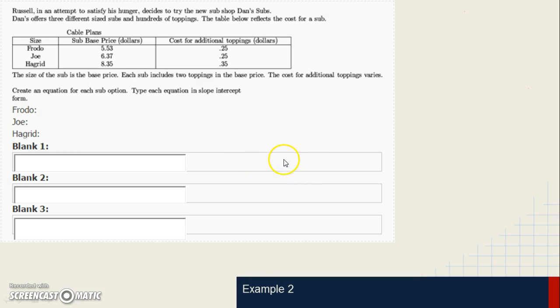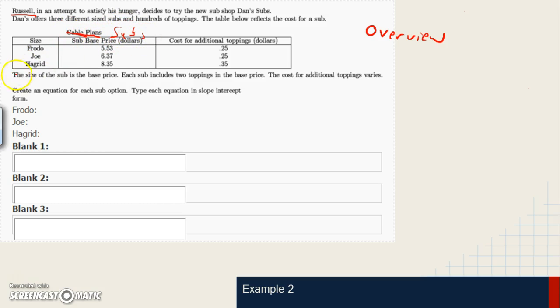So let's move on to example 2, and as we go through this one, we're going to again use the process that we outlined. So we're going to first start by overviewing the problem. And while I read this, think about what it's about and what it's asking for. So Russell, in an attempt to satisfy his hunger, decides to try a new sub shop, Dan's Subs. And Dan's offers 3 different size subs and hundreds of toppings. The table below reflects the cost for a sub. And then it gives us this table, and it says cable plans, but it shouldn't say table plans. It should say something about subs.